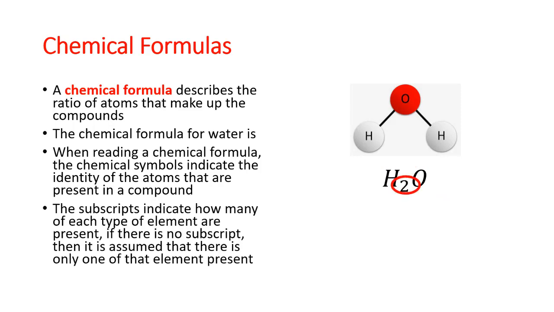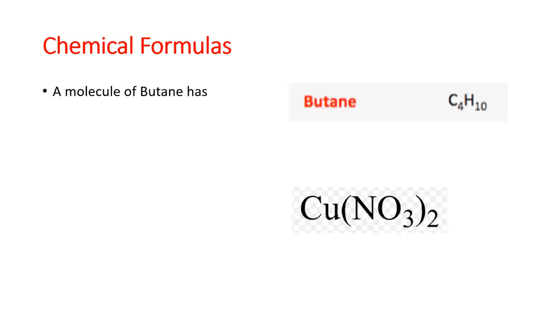The subscripts indicate how many of each type of element are present. So in this case, because there are 2 hydrogen atoms, we have a subscript 2 to represent the fact that there are 2 of them. What happens when there's no subscript? In the event that there's no subscript, that just means there's only 1. So let's take a look at this molecule of butane. What type of atoms and how many are present? First, we see there are carbon atoms, and there are 4 of them. And we have hydrogen atoms, and there are 10 of those, for a total number of atoms of 14.